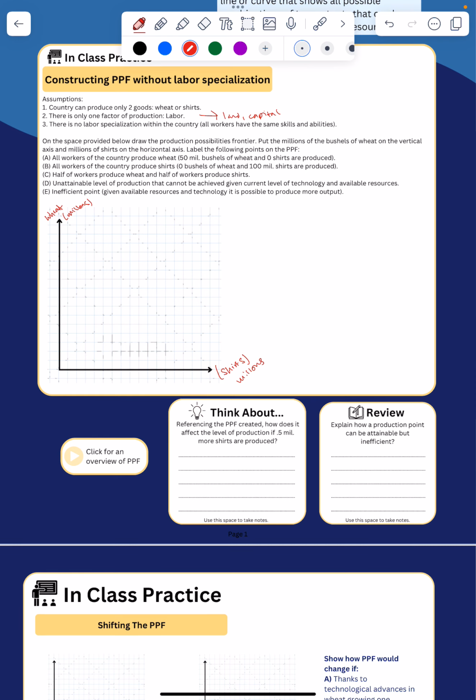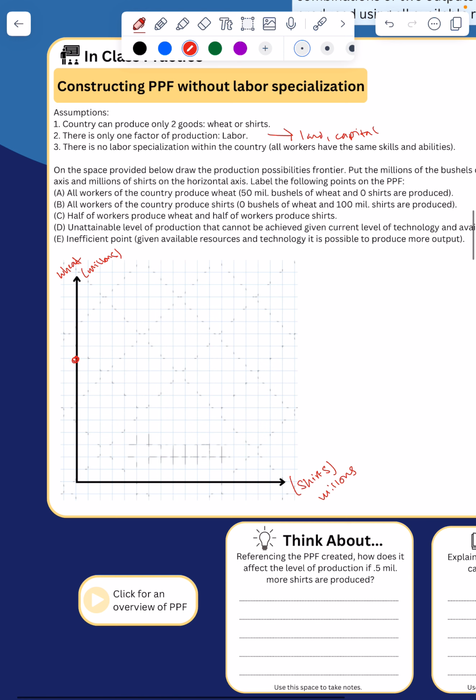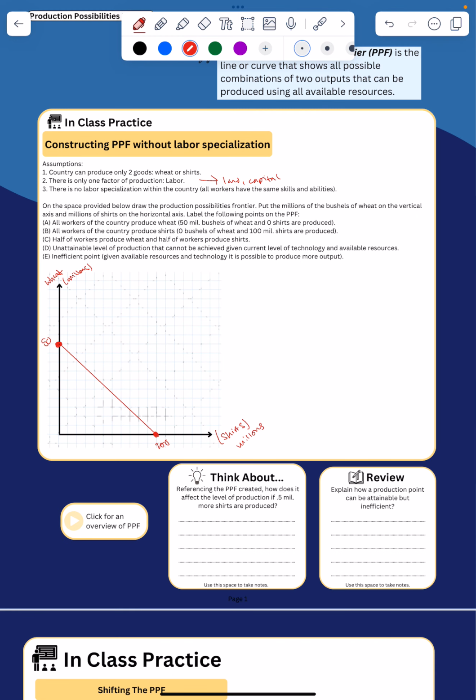in the millions. So point A says all of the workers of the country produce wheat. 50 million bushels of wheat and 0 shirts are produced. So we come over here and we put 50 on the vertical axis. And then all workers of the country produce 0 bushels of wheat and 100 million shirts are produced. So we're going to go over here and put 100. And then from there, we draw the line between the two. So that, as of now, is our PPF, our production possibilities frontier.